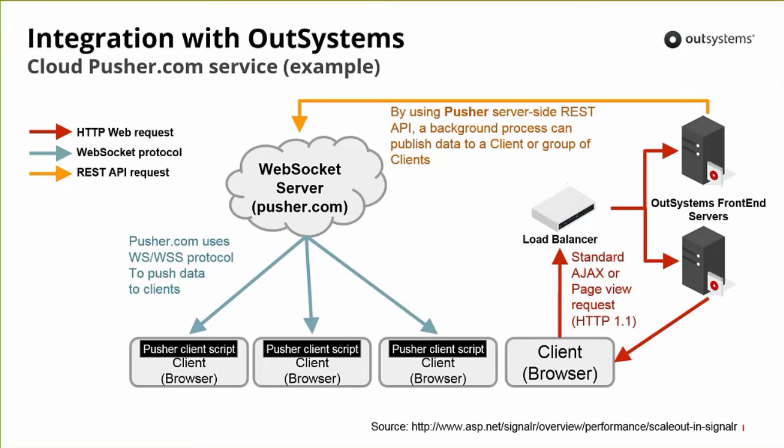In this situation here, the red arrows mean that it's normal HTTP requests. It can be screen requests or AJAX requests to the front-end servers. These clients here can also call operations in the front-end servers that can send information back to other client browsers using the same cloud service. So what this means is that it's possible to have communication between different client browsers using this sort of service. A chat application is a good example of this.